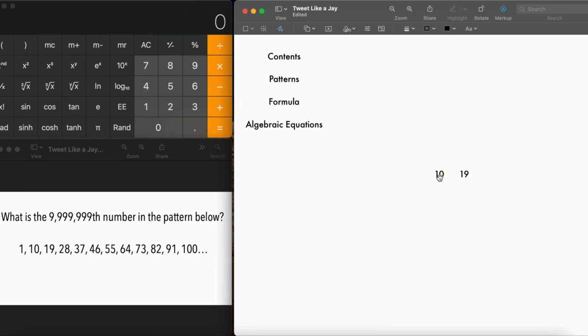But the tricky part in this question is that it's the 9,999,999th number. If we asked, for example, what is the 13th number in the pattern below, we can just say 109 because it's 100 plus 9. The thing is, we're asking for the 9,999,999th number, which is a zany number to come up with, and we need a certain way or formula to analyze and completely digest this question so that we can find the answer.